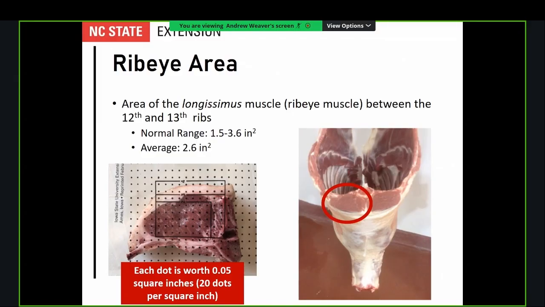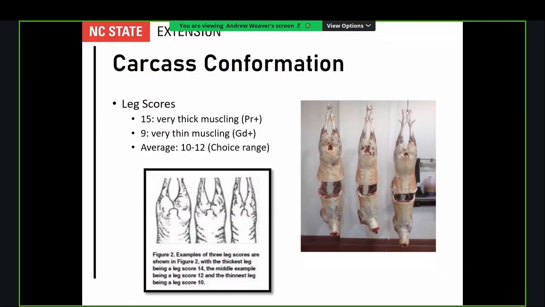directly. And so instead, we look at more of the carcass conformation attributes, leg scores, shapeliness of that carcass as an indicator for muscularity. And here we can use a numerical system to evaluate that shape, that score. A 15 would be our highest score, assigned to extremely thick muscling, those high prime type conformations. A 9 would be associated with very thin muscling, a high good.